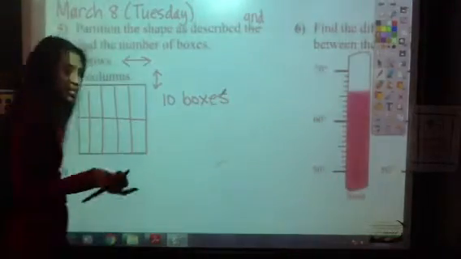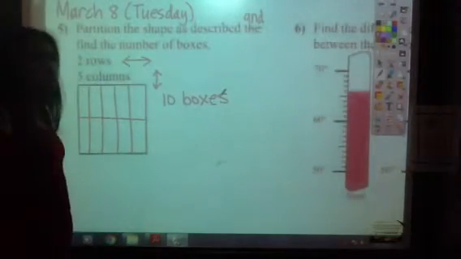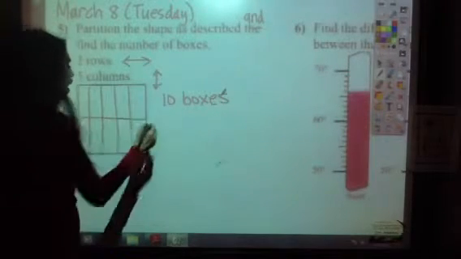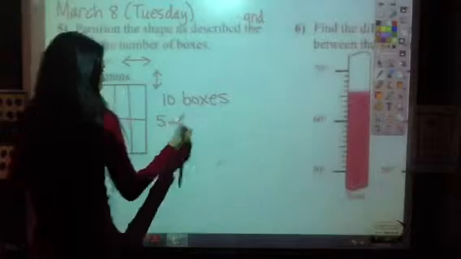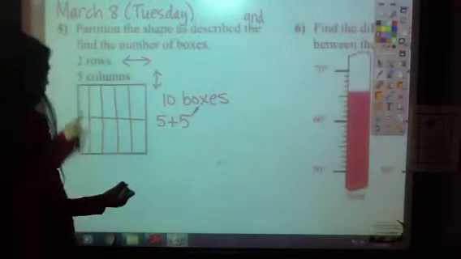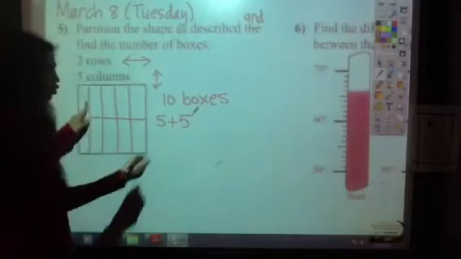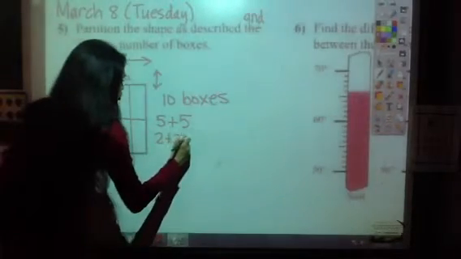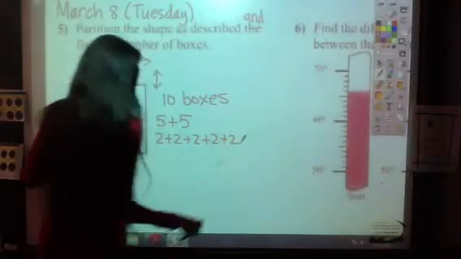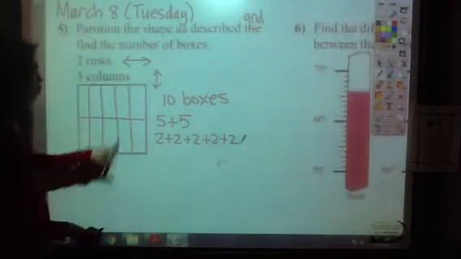And we can write some number sentences. So give me an addition sentence. I can count this. How many is that? 5 plus 5. Or I can count this way. How many is that? 2 plus 2 plus 2 plus 2 plus 2.